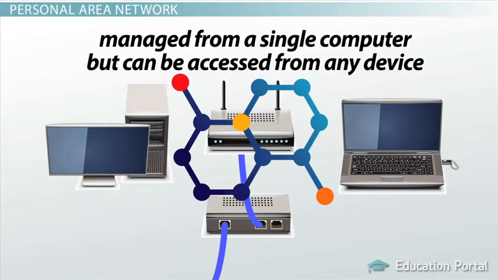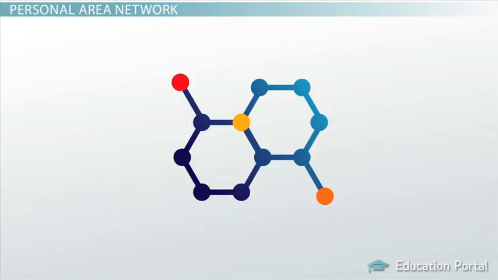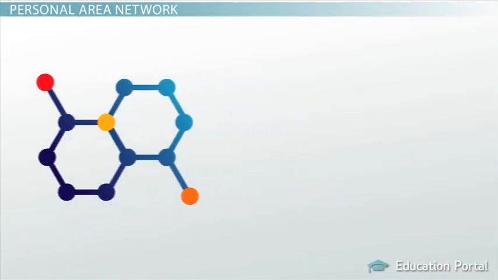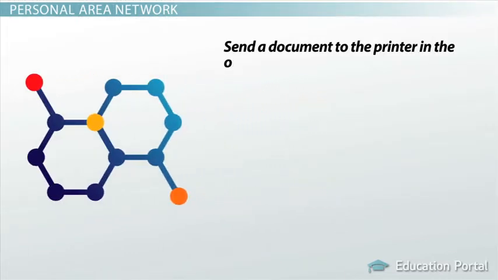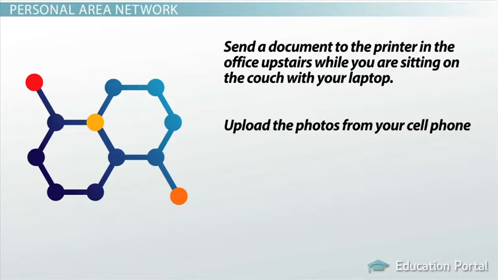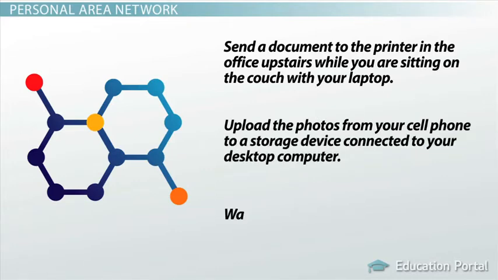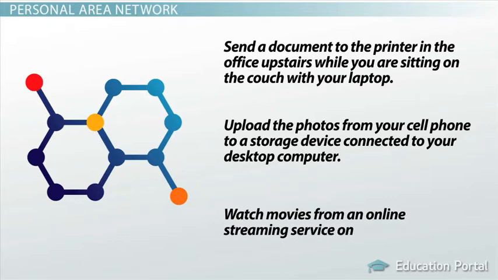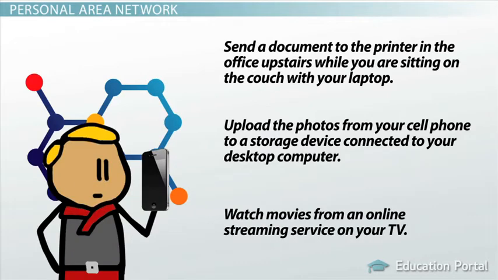This type of network provides great flexibility. For example, it allows you to send a document to the printer in the office upstairs while you're sitting on the couch with your laptop, upload the photos from your cell phone to a storage device connected to your desktop computer, and watch movies from an online streaming service on your TV. If this sounds familiar to you, you likely have a PAN in your house without having called it by that name.